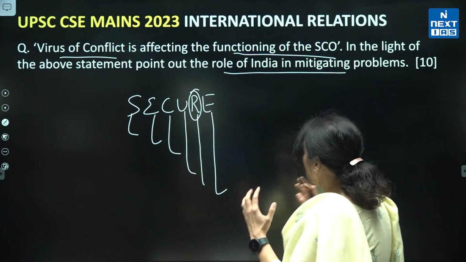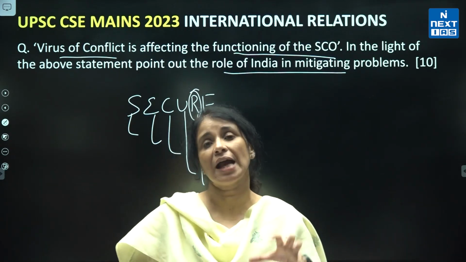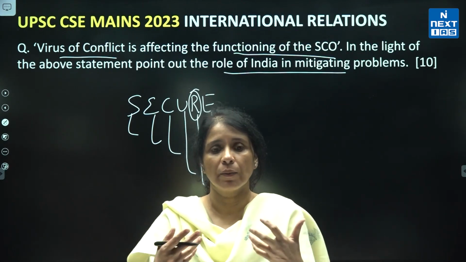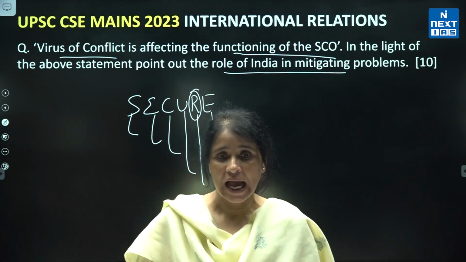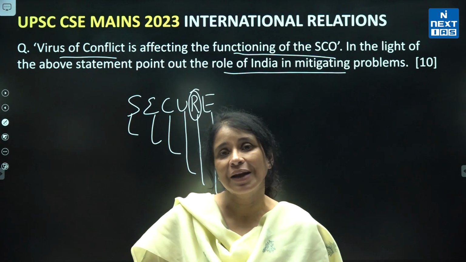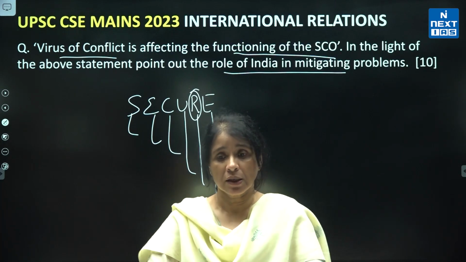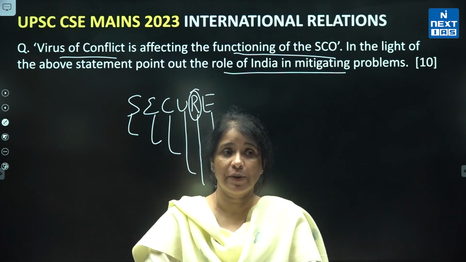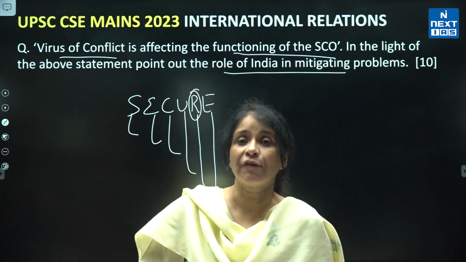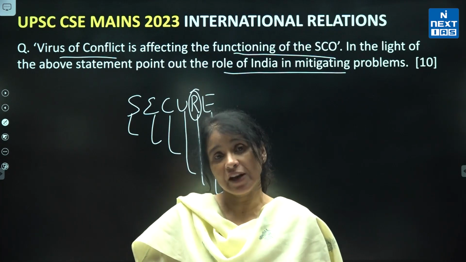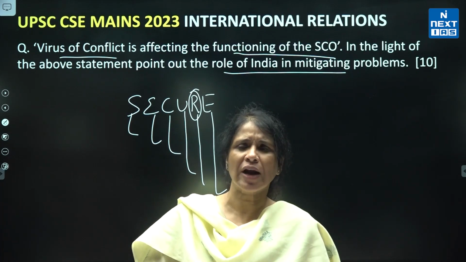Then conflict, if you see, happens because of trust deficit, and trust deficit happens because there is no intermixing of people, there is less connection between the people, and that is what India can bring in here. India can promote track 2, track 3 diplomacy. India can go for economic development, because if you have to bring stability, and resolve conflict, development is something which is very important. If you have development in the region, naturally you try to come together.